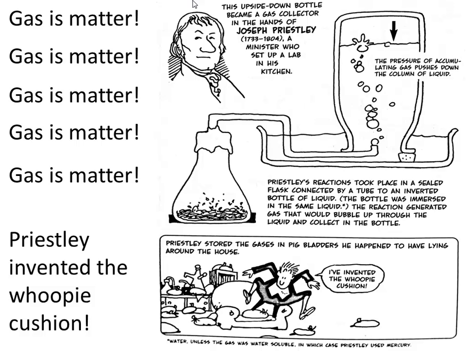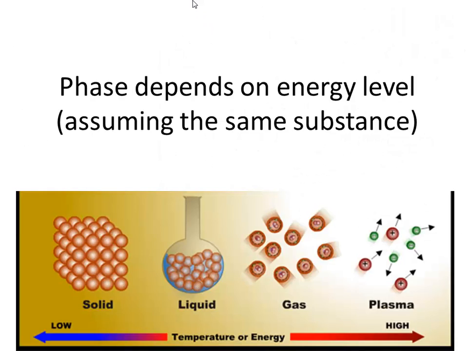Priestley was in the late 1700s. He studied matter. He studied chemistry, and he was also a minister. Interestingly enough, he filled up pig bladders for gas storage, effectively inventing the whoopee cushion. So he was one of the early scientists that worked on convincing people that gas is matter, and it's all relative to energy within the same substance.